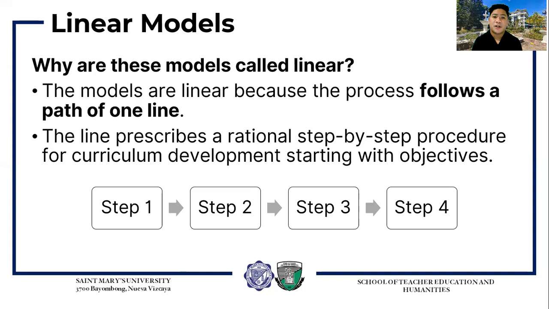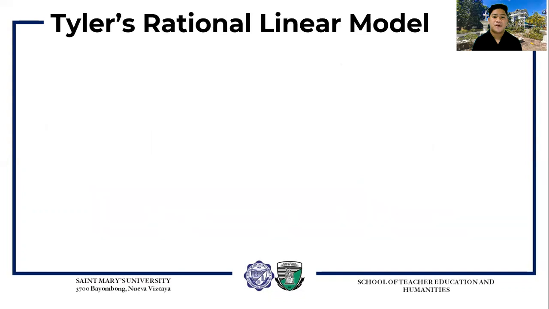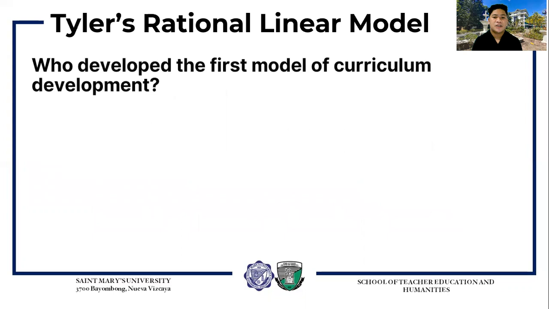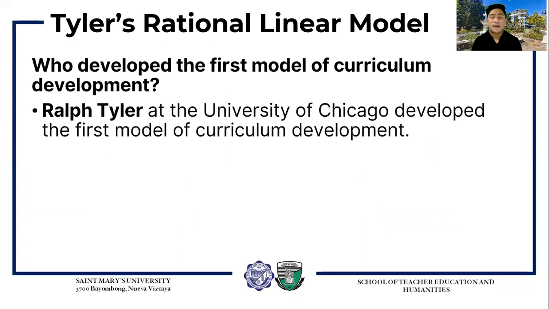For the different curriculum development models to be discussed in this lesson, all of them will follow the linear development, meaning we have this kind of path that we will follow to design or create the curriculum. First, we have Tyler's rational linear model. Who developed this first model of curriculum development? Ralph Tyler at the University of Chicago developed the first model of curriculum development.